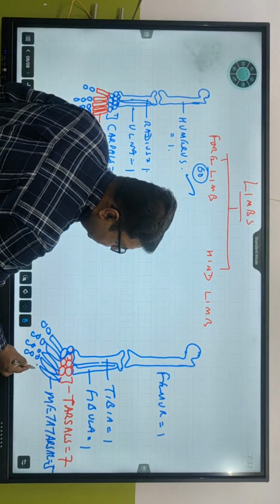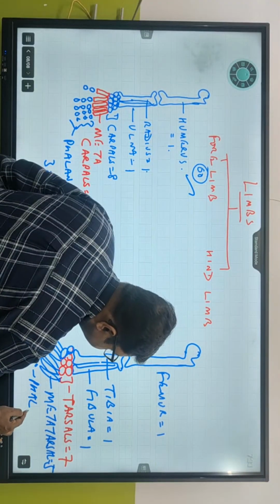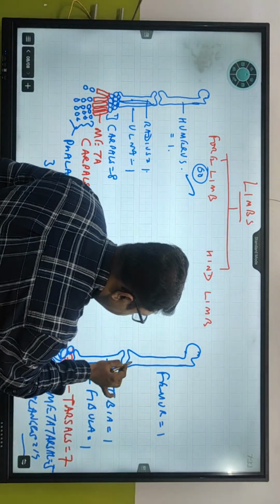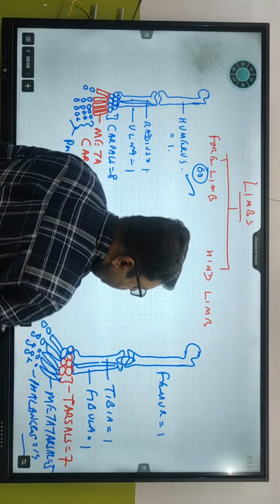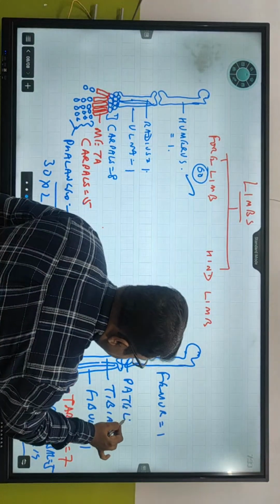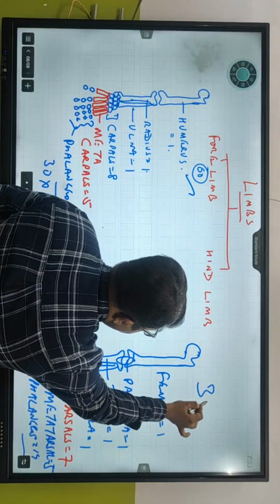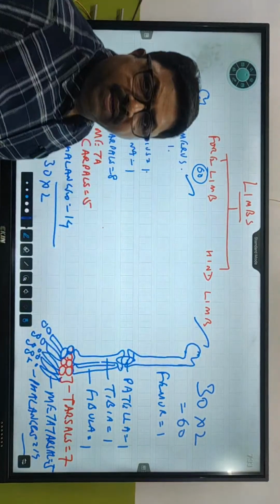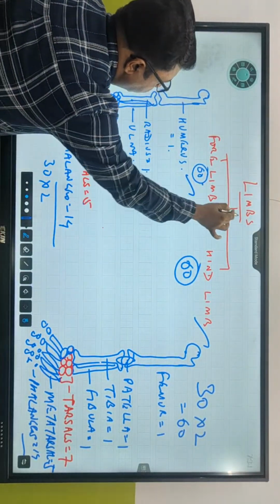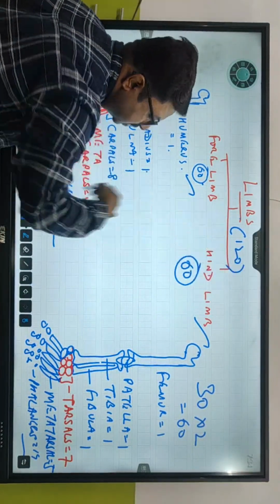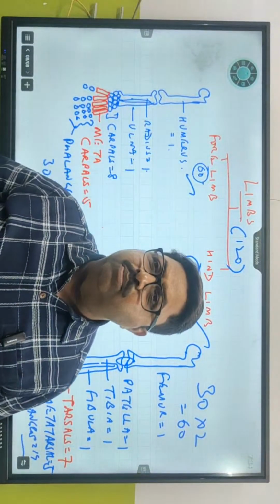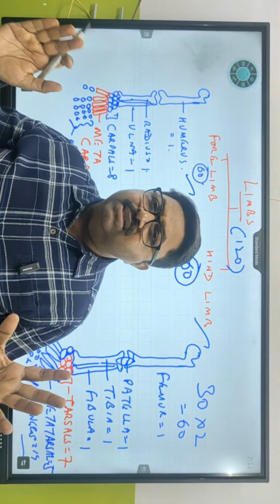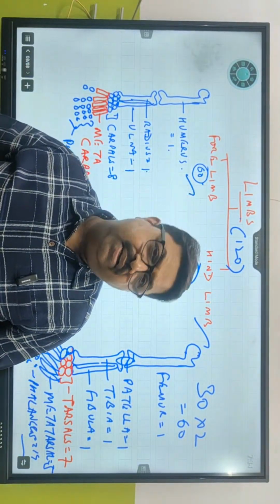So how many? 14 phalanges. Did you understand? So count it. One is left here. What is this? Patella. 1. You count it: 30 into 2, 60 bones are there in the hind limb. So 60 bones in the hind limb and 60 in the forelimb make 120 bones in the whole limbs. That makes 126 bones in the appendicular skeletal system. Together, 126 plus 80, 206 bones are there in the skeletal system.